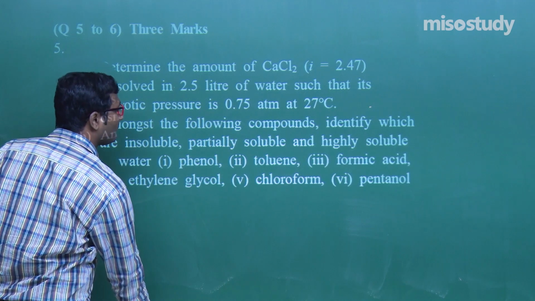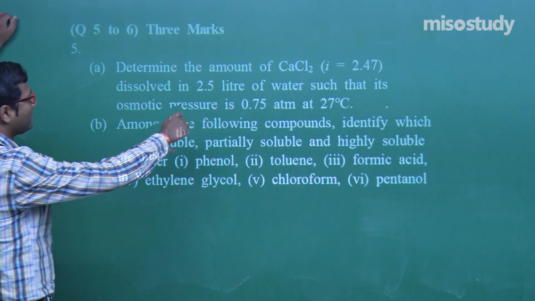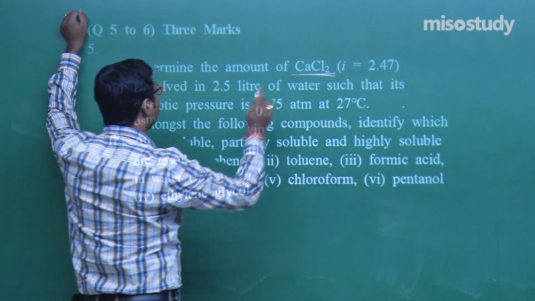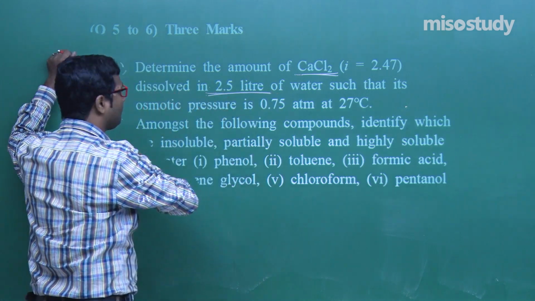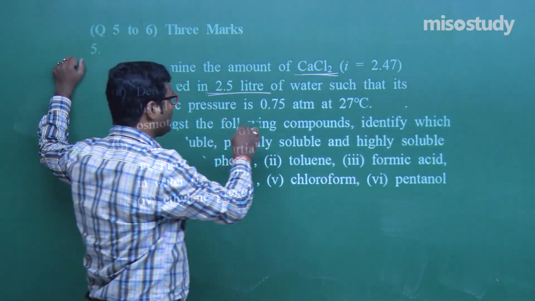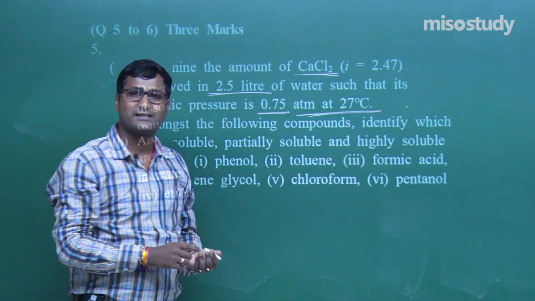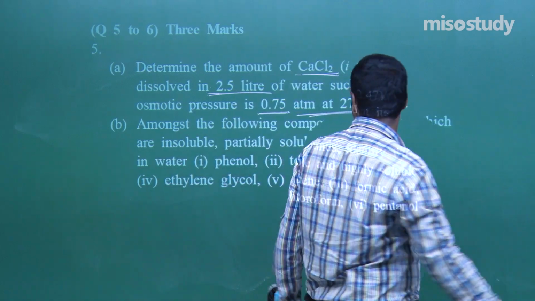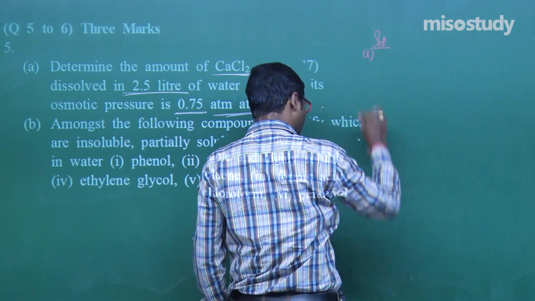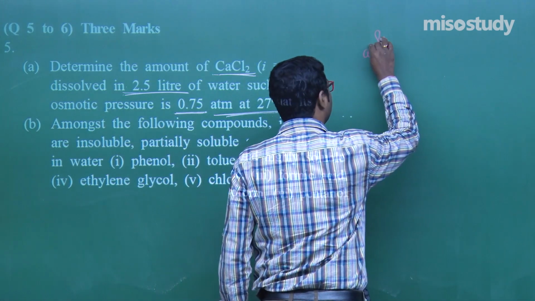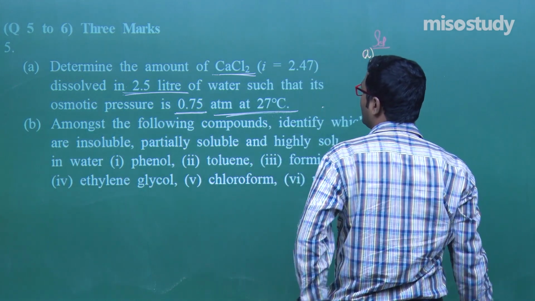Look at this, it is completely numerical, that is, calculation based. Determine the amount of CaCl2 dissolved in 2.5 liter of water such that the osmotic pressure is 0.75 atm at 27 degrees Celsius. Now the first part of the question, that is A. Determine the amount of CaCl2.